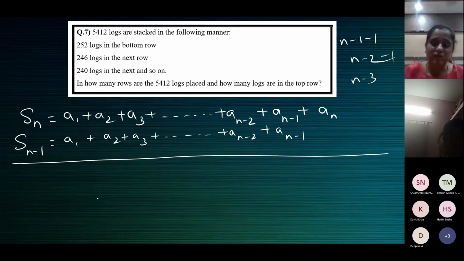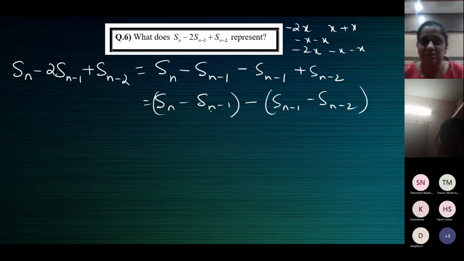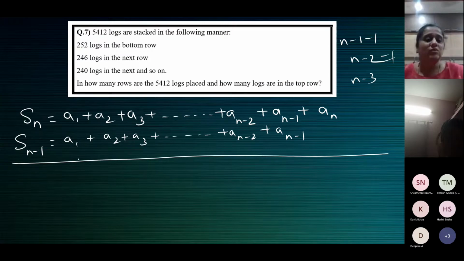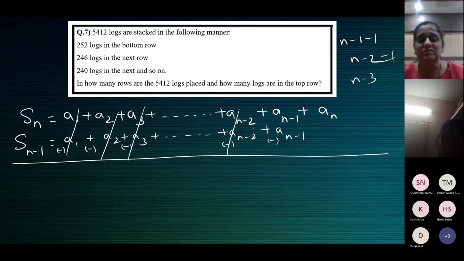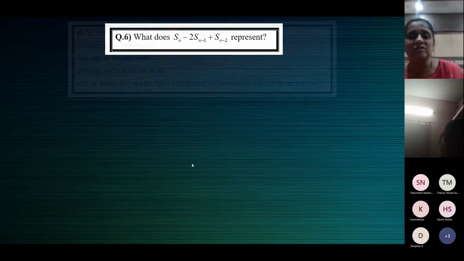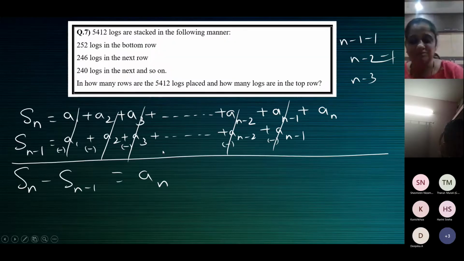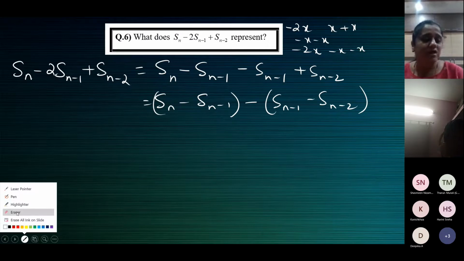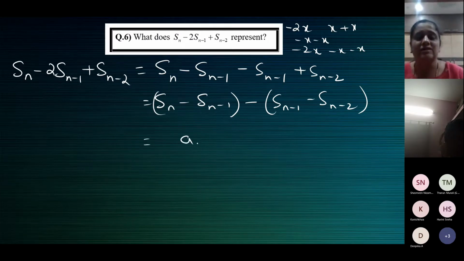Now we have to subtract. Why do we have to subtract? Because it is Sn minus Sn minus 1. So when you subtract, you change the signs, right? You change the signs everywhere, it becomes minus, minus, minus. So all this gets cancelled. What is left? An. So what is Sn minus Sn minus 1? It is nothing but An. So the answer to this one is An.